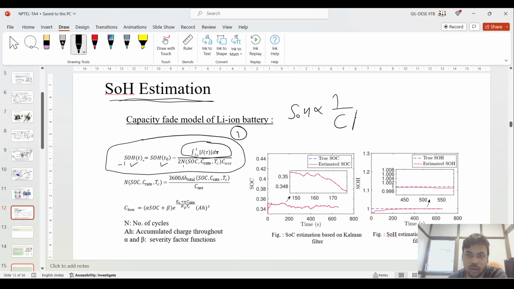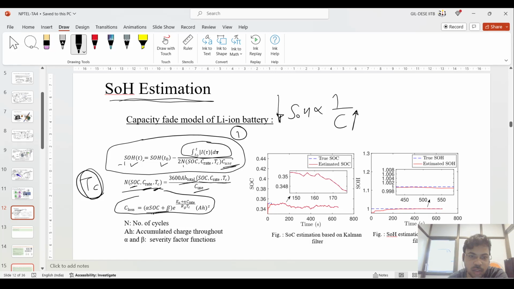Why? Because the SOH is inversely proportional to the number of cycles. As you go on increasing the number of cycles, okay, this SOH will drop down. State of health reduces after that. And C use is the usable capacity. That n, n meaning the number of cycles, depends upon the SOC level, rate of charging, and TC, that is the terminal voltage of what the battery pack actually has. That is also dependent on this capacity, that is 36 multiplied by ampere hour capacity, which also depends upon the SOC, C rate and TC.